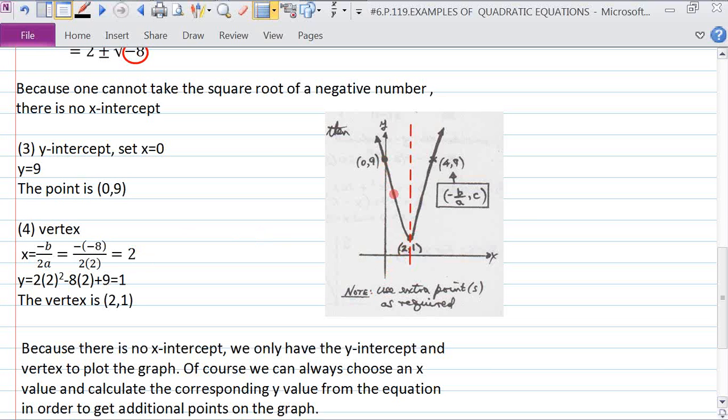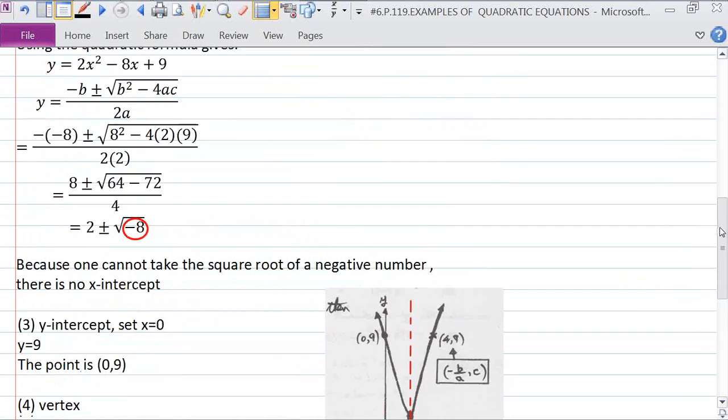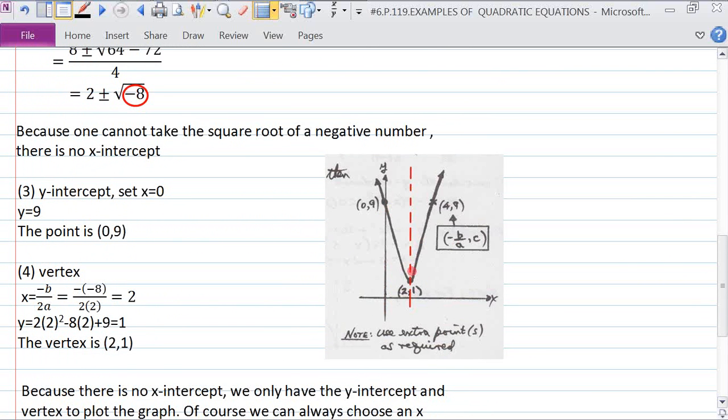So I have this point and I have this point, and I can connect them. And since this is the vertex, this is a minimum point right here. So we really only have 2 points. And what we could do is choose an x value and calculate the corresponding y value from the equation. So we could choose a point that was on the other side here.